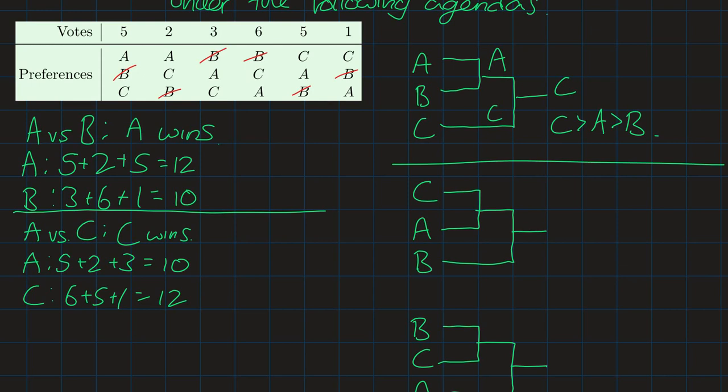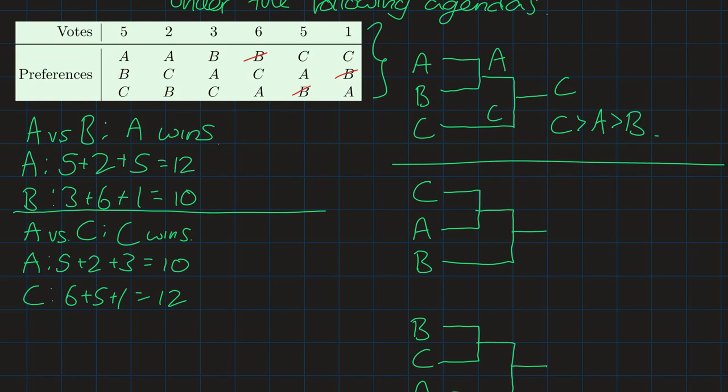When you're trying to work out who wins in these head-to-head elections, if you want, you can redraw the voting profile after you cross out one of the alternatives. But if you get good at it, you can start to not need to redraw it every time. Like in this case, I didn't redraw it after I eliminated B. But if you find that difficult to follow, it's probably best if you redraw it.